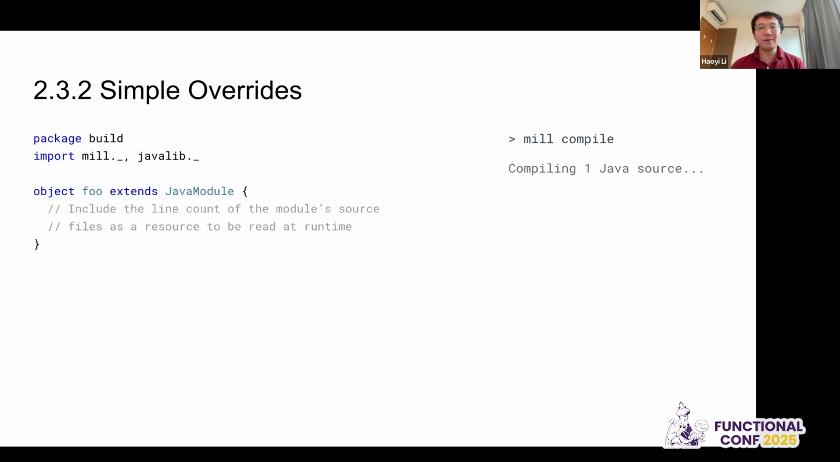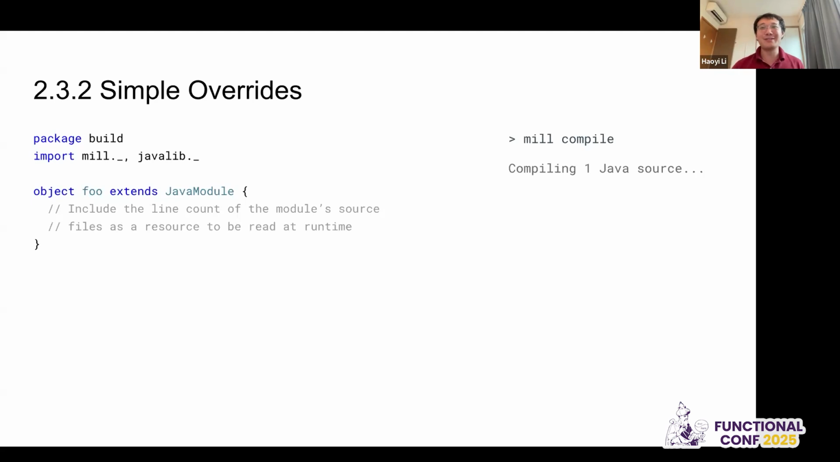So as a demo for this, we look at a kind of contrived use case. Let's say I have this Java module and I want to have the line count of the module sources, and I want to include it as like a text file that the module can read at runtime. So this is a kind of contrived example. No one in reality is actually going to deploy line count.txt files as part of their production system. But it's kind of representative of all the weird things that you need to do in your production system, right?